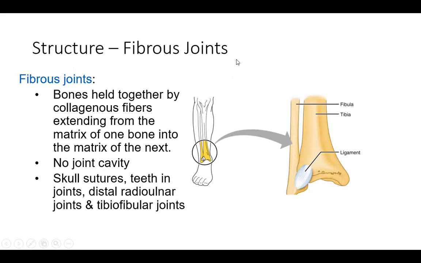The same with the teeth. That's a fibrous joint. The periodontal ligament holds the tooth in the socket. The end of the tibia and fibula, and the end of the ulna and the radius, not the elbow end, but the end close to the carpals, is a fibrous joint.